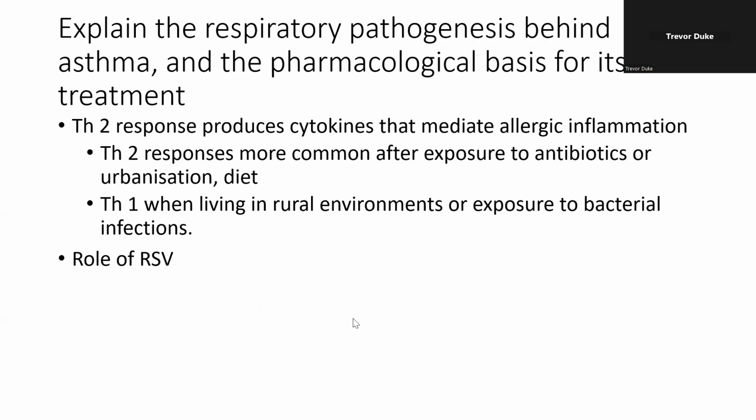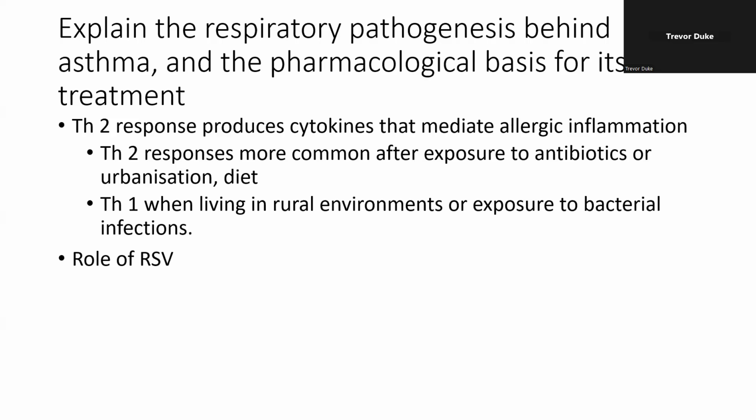It's just important to know that, as to why, to some extent, in some populations there's more asthma than others. Th2 responses, that is the cytokines that produce an allergic inflammation that lead to IgE and lead to activation, are more common with a Western diet, with urbanization, with exposure to house dust mite, for example, and also exposure to antibiotics.